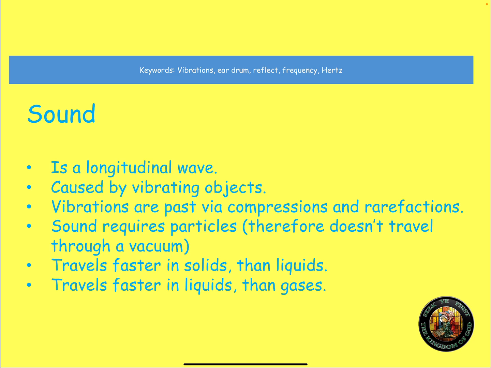What you should have remembered here is how the particles are arranged in a solid, liquid, and a gas. And because point number 2 says caused by vibrating objects, in a solid, the particles are very closely packed together. So when one particle vibrates, pretty quickly it will bump into the next one, and the next one, and the next one, and they will all start to vibrate, and so sound is travelling faster. Whereas in a liquid, the particles are spread out, and in a gas, they're even further spread out.